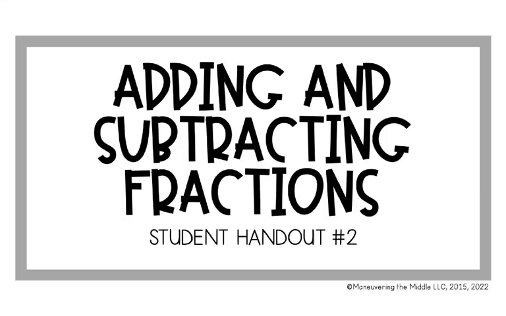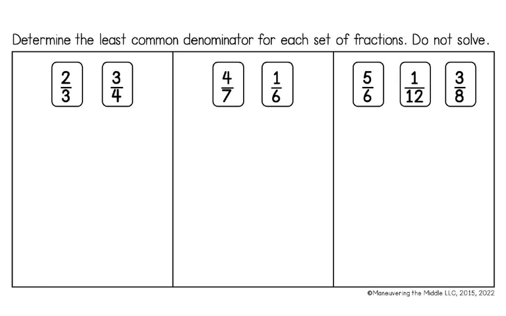Adding and subtracting fractions. So we're going to start by determining the least common denominator for each set of fractions. When I do this, I am going to start by finding the multiples of the denominator. And remember that the denominator is the number that is in the bottom. So I'm going to start with my 3.